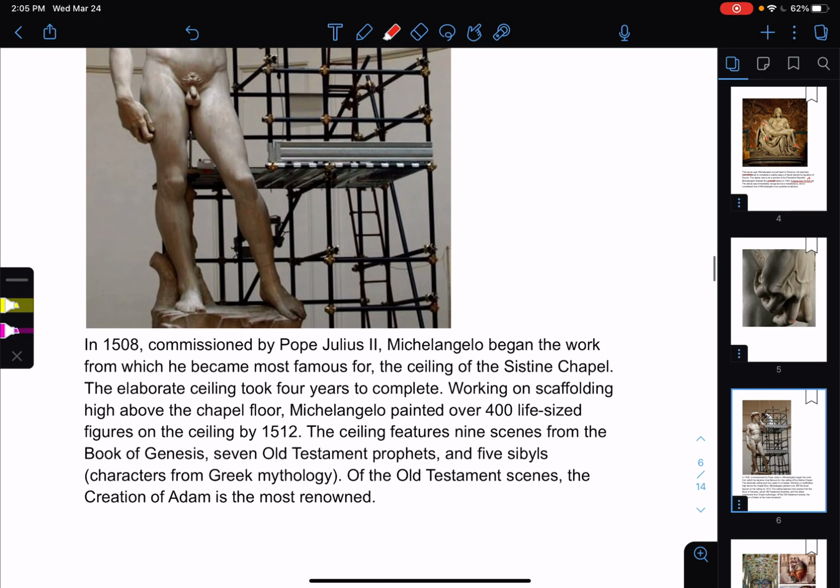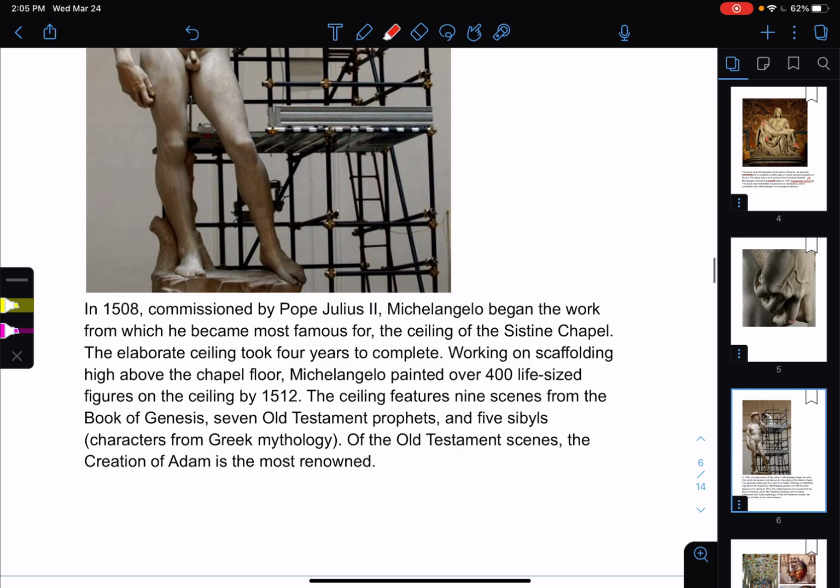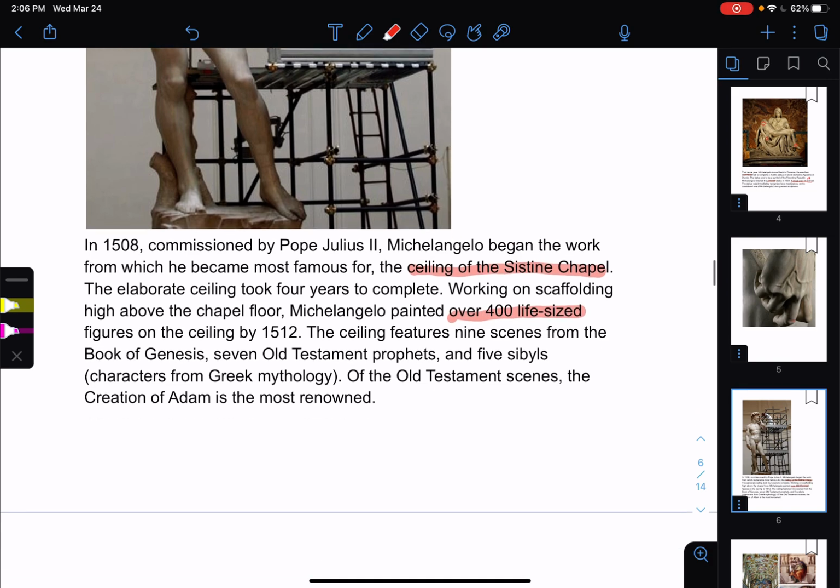So that's the David. In 1508, commissioned, there you go again, by Pope Julius II, Michelangelo began the work which he became most famous for, the ceiling of the Sistine Chapel. The elaborate or complex ceiling took 4 years to complete. Working on scaffolding, you'll see what that means in a second, high above the chapel floor, Michelangelo painted over 400 life-size figures on the ceiling in 1512.